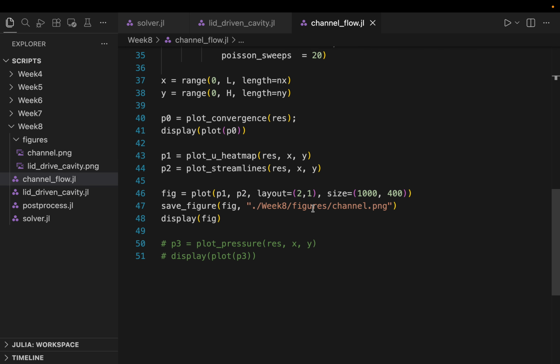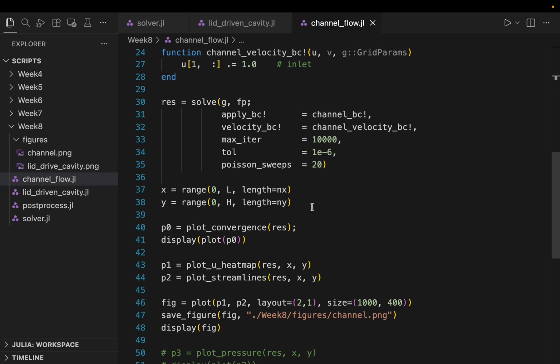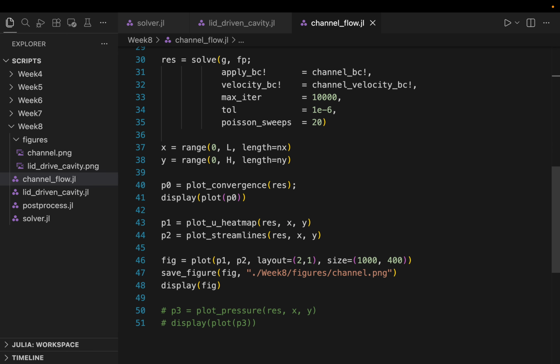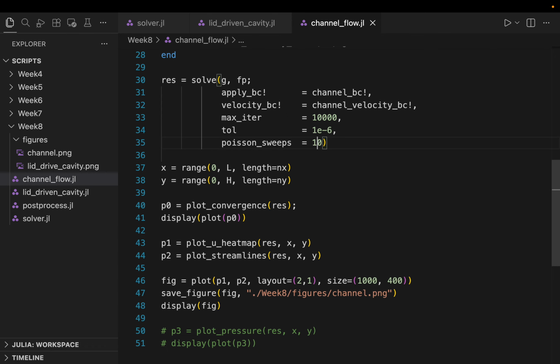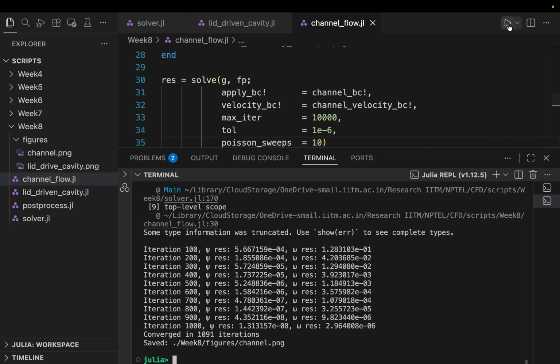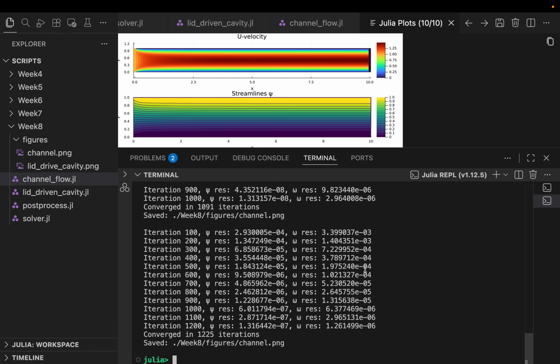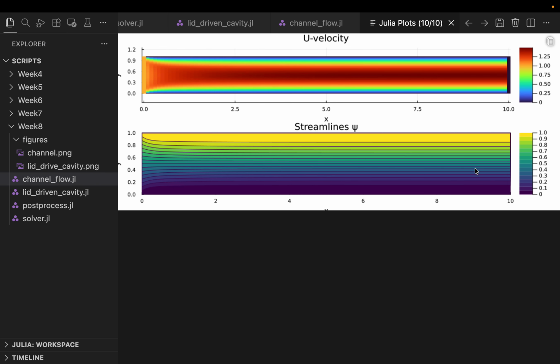Let's say I used around 0.9, which is way too high. Let's say I reduce it to 0.3 or something, and then I'll reduce my Poisson sweeps. You can see previously this didn't give me a solution, but now you can see how it converges to the solution. So you have to play around with these values and then determine the optimal value for your case.